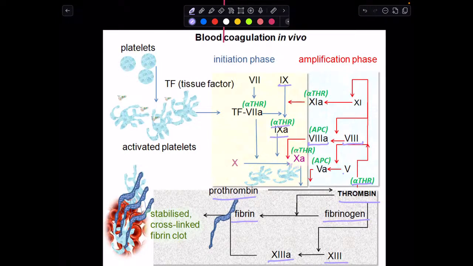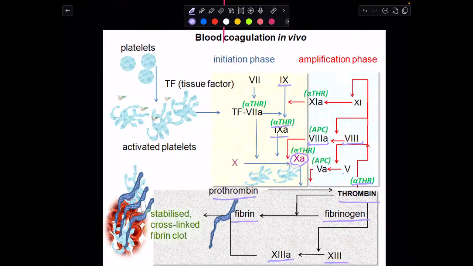Also, antithrombin, how is it involved in this? Exactly. 8A combines with 9A to form tenase. Antithrombin then acts by inhibiting thrombin and factor 10A, helping to regulate and limit clot formation.